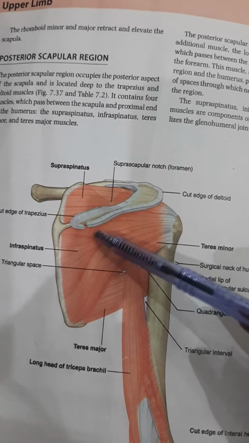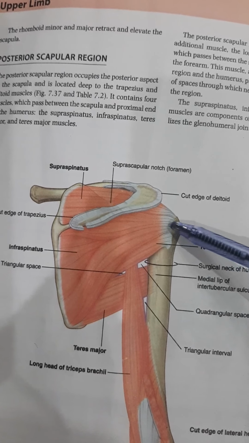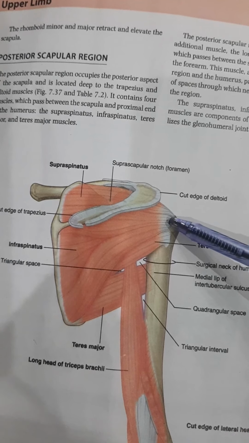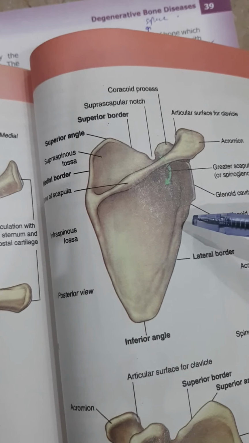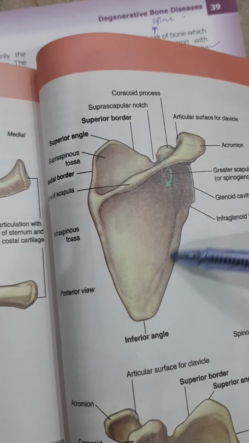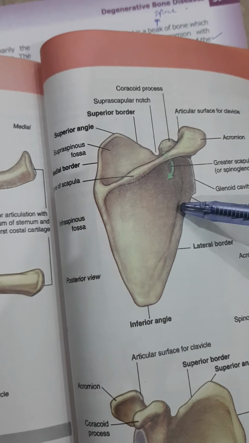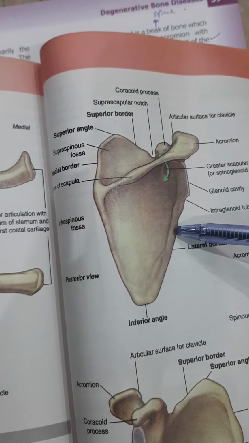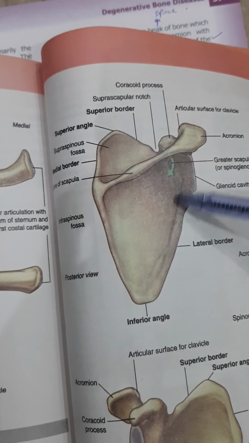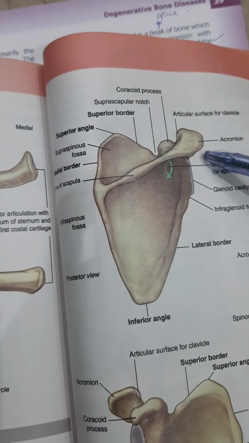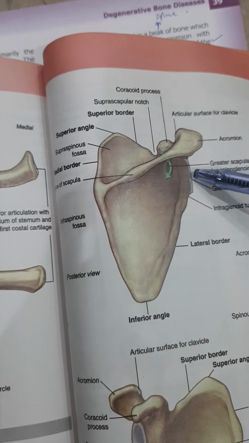Now, infraspinatus arises from the medial 2/3 of the infraspinous fossa of the scapula, and it attaches to the intermediate or middle fossette of the greater tubercle of the humerus. Teres minor arises from the upper 2/3 of the flattened surface of the bone on the posterior surface of the scapula, just lateral to the lateral part of the scapula. From here teres minor arises, and it attaches to the inferior fossette of the greater tubercle of the humerus.